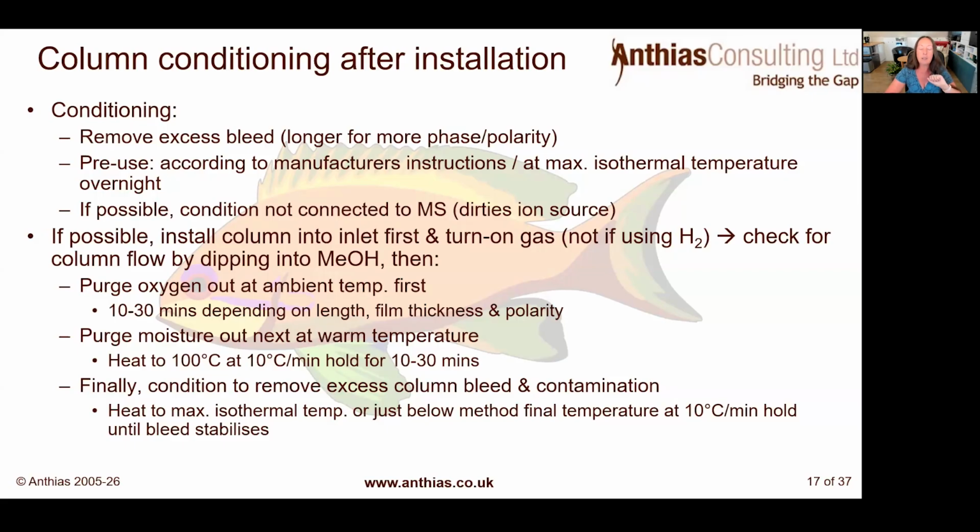The final step is to condition the column to remove any excess column bleed, but also any contamination. If you've left it open in the lab for a while, you're going to have things like hydrocarbons and all sorts of compounds from the lab that will have diffused in there. So you want to purge that out. You usually want to heat it up to about the maximum isothermal temperature, or just below the method final temperature, ramping up gently at 10 degrees C per minute.